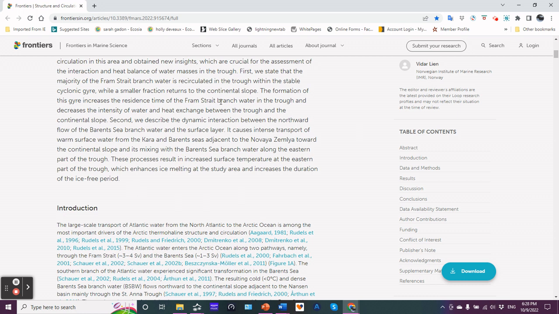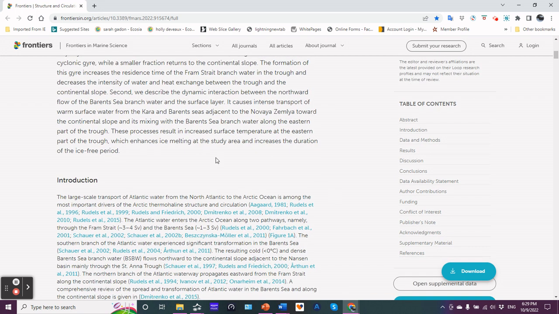As we'll see later, the Fram Strait branch water is deeper in the water column. The Barents Sea branch water is shallower. So what they're saying is it's bringing some of this heat here, and it's bringing that warm surface water from the Kara and Barents Seas, which are becoming Atlantified, to the Novaya Zemlya area. And recall, I did a video discussing that whole process of the Atlantification of the Barents and Kara Seas. So that's part of what they're referring to there.